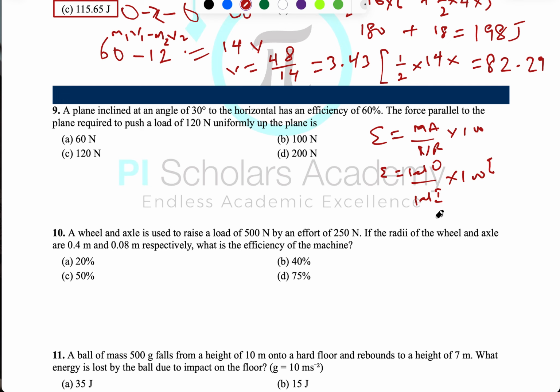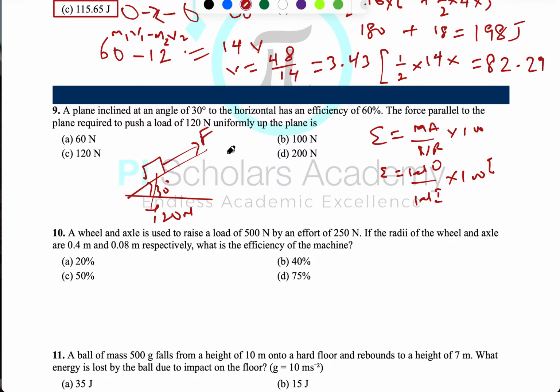Now, if you want to use work output over work input as 100%, in this place, they said the plane is inclined at angle 30 degrees to the horizontal. So we have this. So you can easily get the efficiency as 60%. Okay, it has been given already. The force parallel to the plane required to push. So let me draw the plane. So let's say this is the plane, inclined at 30 degrees. So this is the box. Now you're looking for the force that will push this load. This load itself is 120 newtons.